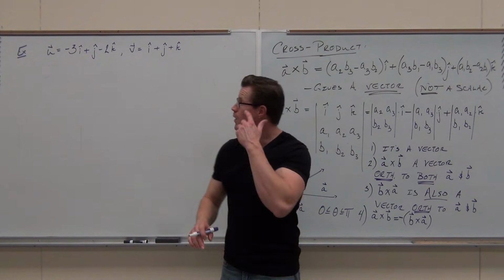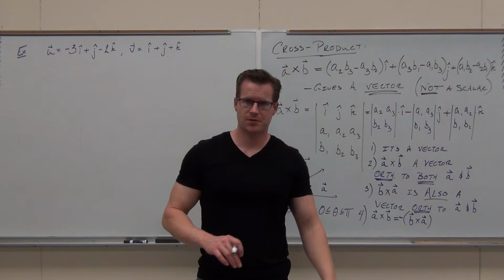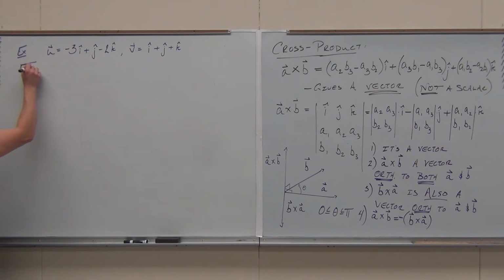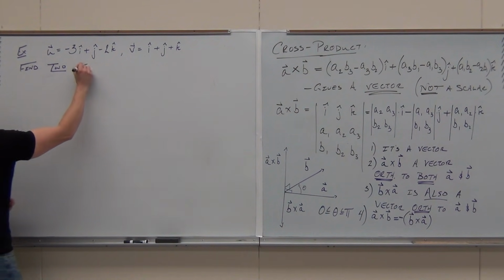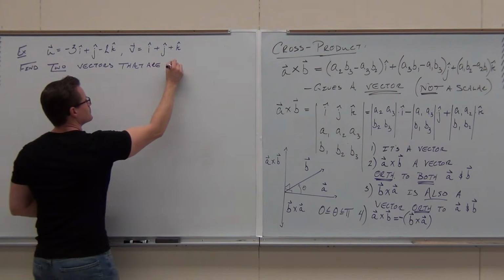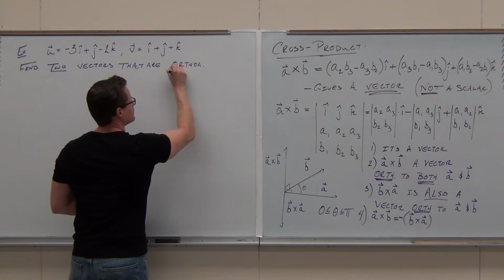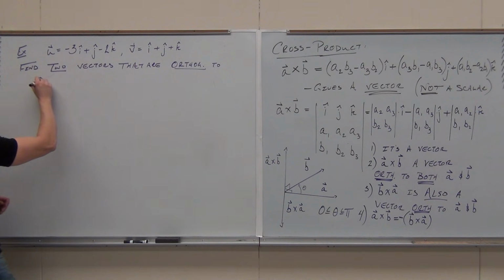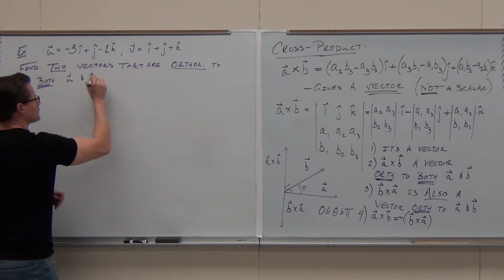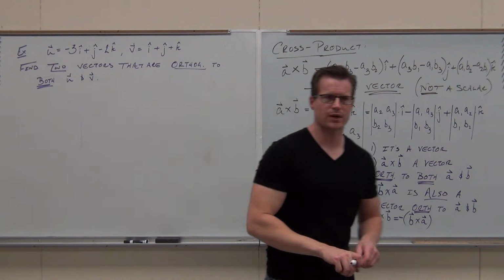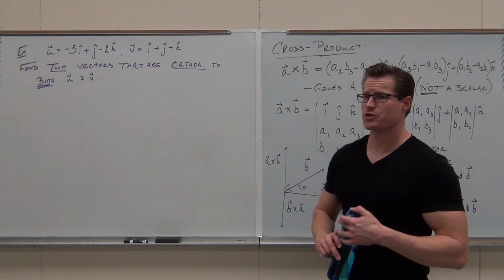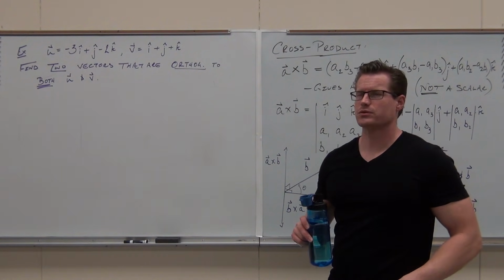Here's the test question. I want you to find two vectors that are orthogonal to both u and v. Write it down, then look up here so I know you all have written it down. So we got u, we got v, make sure you're writing it correctly. We want to find two vectors that are orthogonal to both of them.